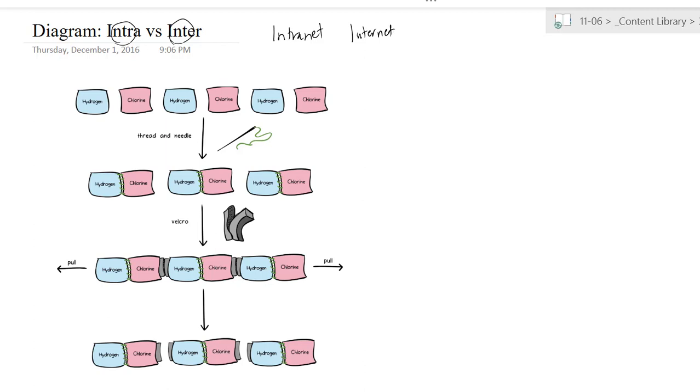In this example here of forming HCl or hydrogen chloride, what you can see is you have the individual atoms, and we're using a thread and needle to join the individual atoms together. This is our covalent bond, and so this is our intramolecular force.